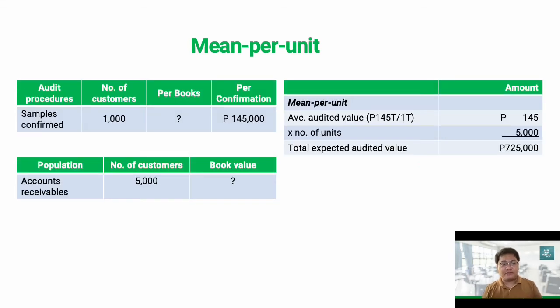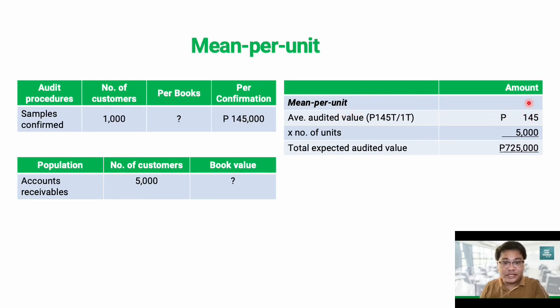Okay? So for example, let's say a similar instance as earlier, but this time the amount per books or per record is not available. Earlier we said that the amount per books or per record is 150,000, but this time it's not available. But when we confirm the 1,000 customers, they return a value of 145,000. And the total number of customers in that AR is 5,000 customers. So we can get the mean per unit of the audited value. 145,000 divided by 1,000 units or 1,000 customers, we get 145 pesos per unit.